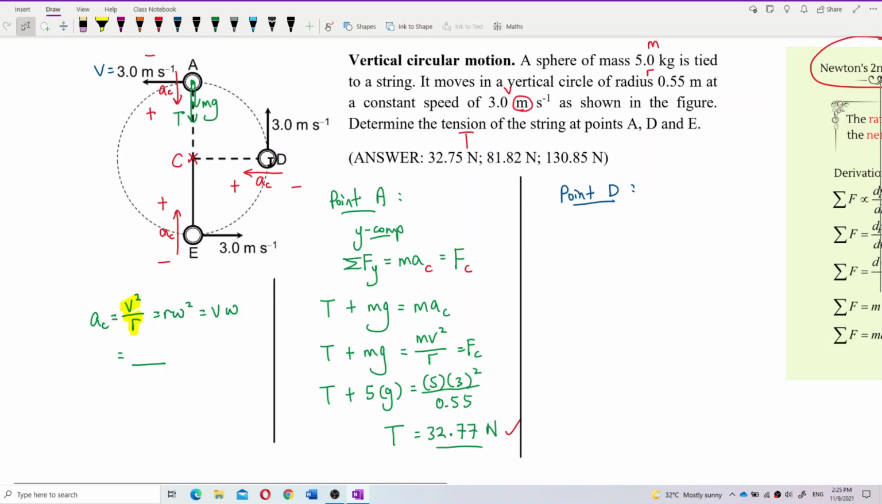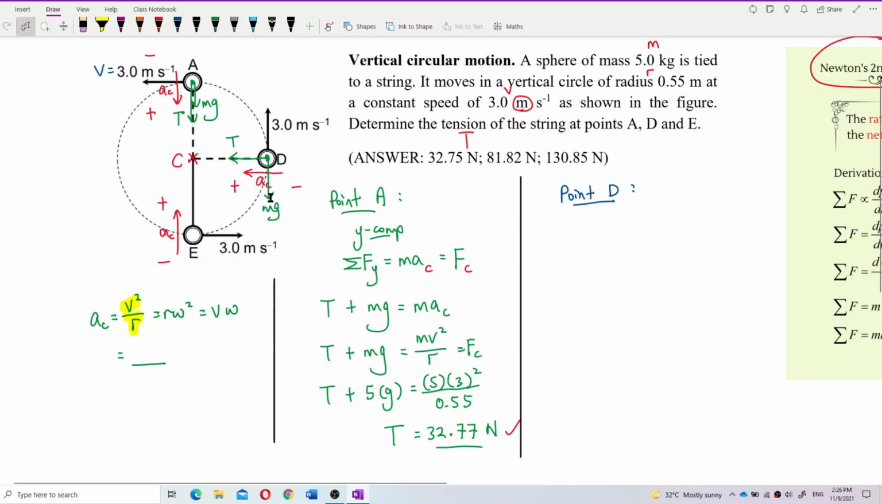Let's draw the free body diagram first. What force do we have on point D? Point D has, of course, tension. The string is pulling on this point mass. The tension is pulling on the ball, so the tension is to the left. And then we have mg downward, the weight downward.